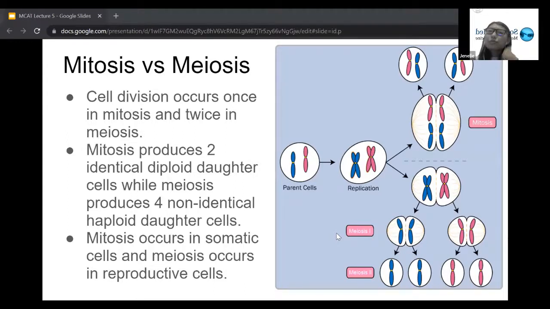And finally, I wanted to mention that in meiosis there is also a halved amount of genetic material, because we go from a diploid to a haploid. And also, mitosis occurs in somatic cells, while meiosis occurs in reproductive cells, or gametes.